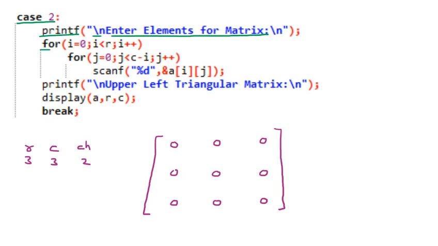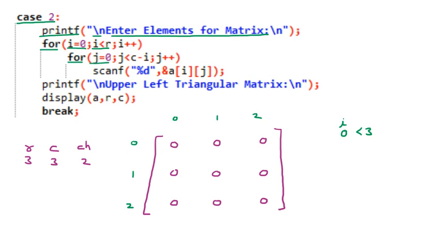Now the for loop is running, i equal to 0. We have taken i starting from 0, and we have the indices 0 1 2 for rows and columns. It will go from 0 to R. So it is checking, is 0 less than 3? The condition is true. Then again j equal to 0.